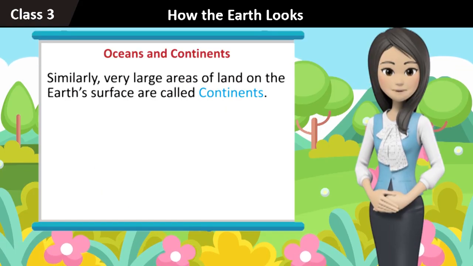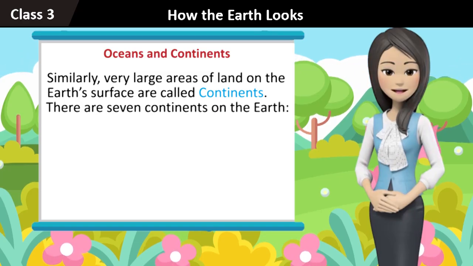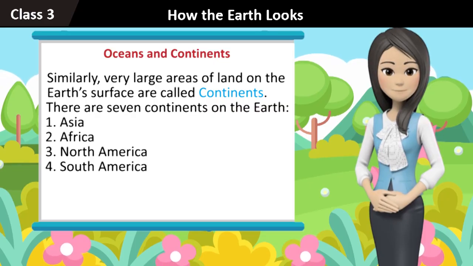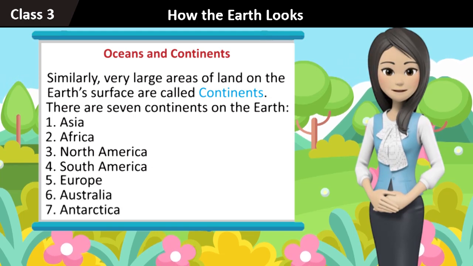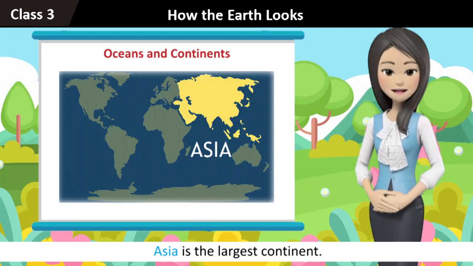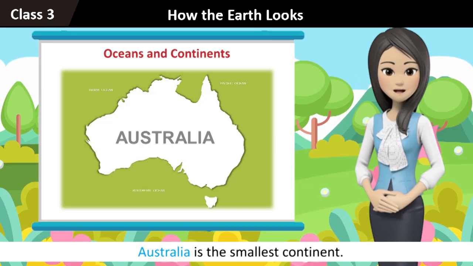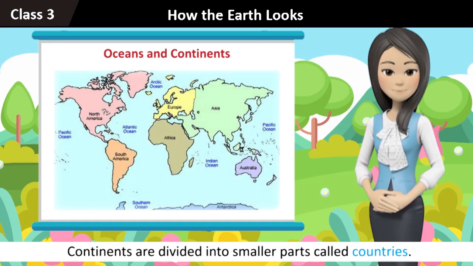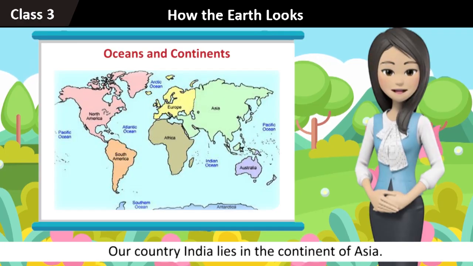Similarly, very large areas of land on the Earth's surface are called continents. There are 7 continents on the Earth: Asia, Africa, North America, South America, Europe, Australia, Antarctica. Asia is the largest continent. Australia is the smallest continent. Continents are divided into smaller parts called countries. Our country, India, lies in the continent of Asia.